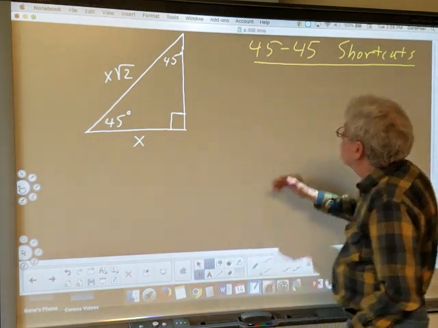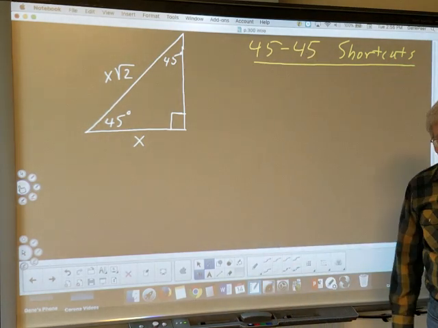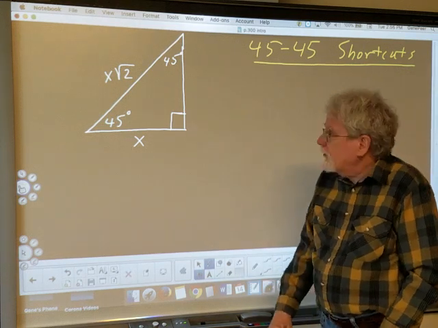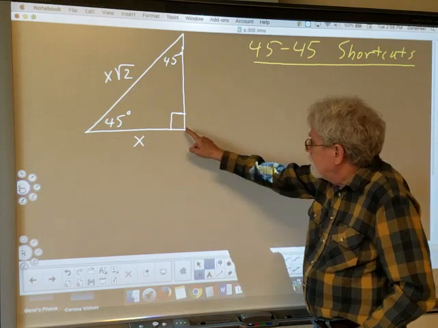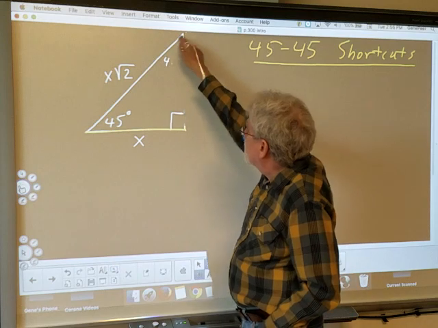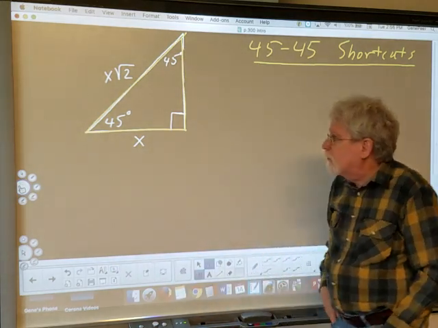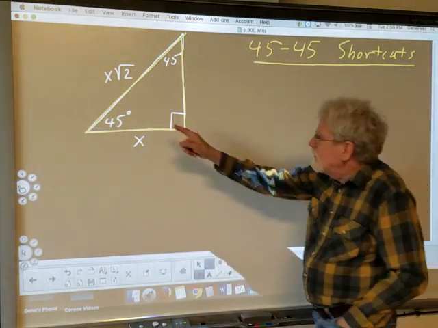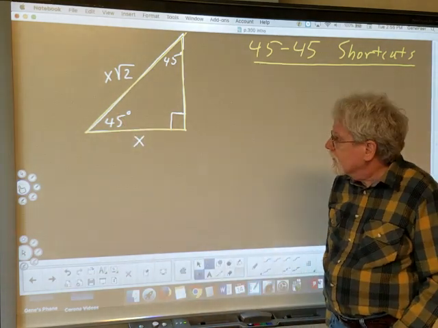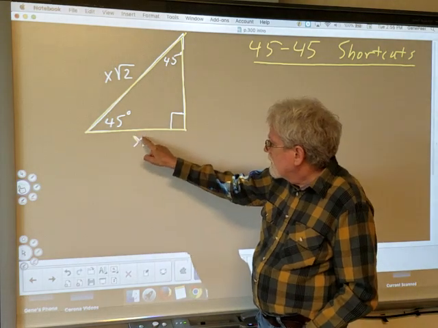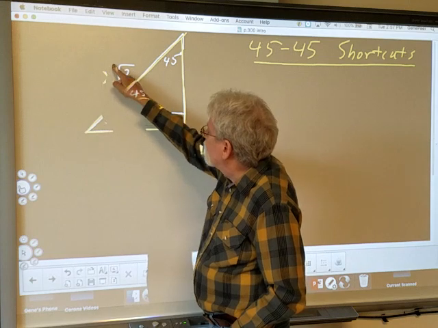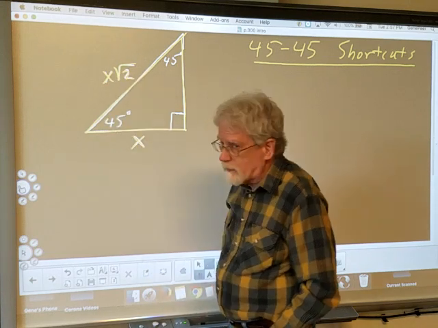You want to title this 45-45 Shortcuts. Draw yourself a right triangle. Try to make it look like it's isosceles. It doesn't have to, but if you can make this side look like it's about the same as that side, then that's good. Then connect the endpoints, and you've got yourself a 45-45 triangle. Label at least one of the angles as being 45 degrees. You don't have to label them both. And label this guy as having a length of x, and the hypotenuse we now know must therefore be x times the square root of 2.